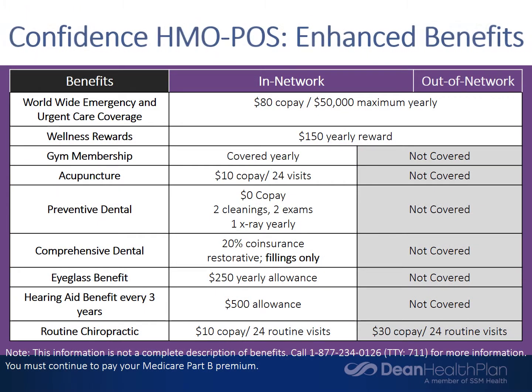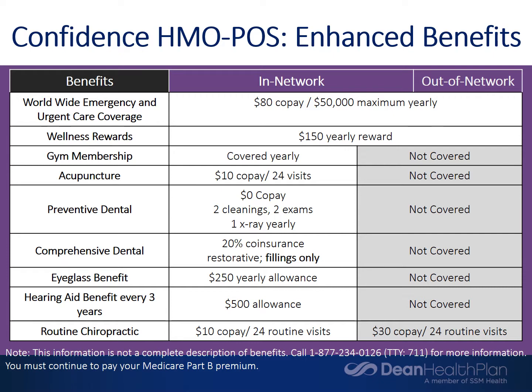Some enhanced benefits of the Confidence Plan: you earn up to $150 in healthy rewards. In-network plan details include gym membership is covered yearly when using a network Silver and Fit gym, $10 copay up to 24 routine visits yearly for acupuncture services. Preventive dental includes 2 cleanings, 2 exams, and 1 x-ray yearly at no cost to you.